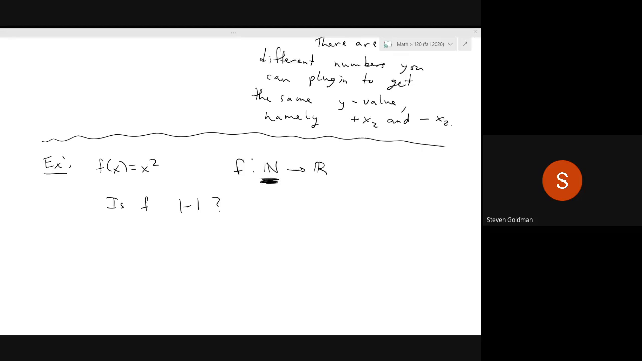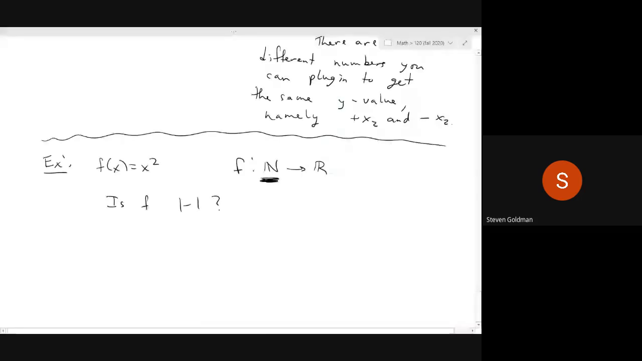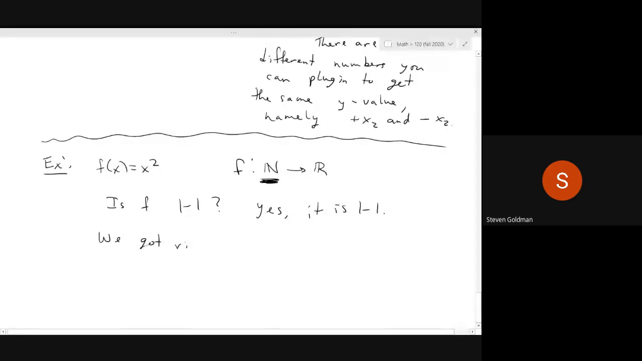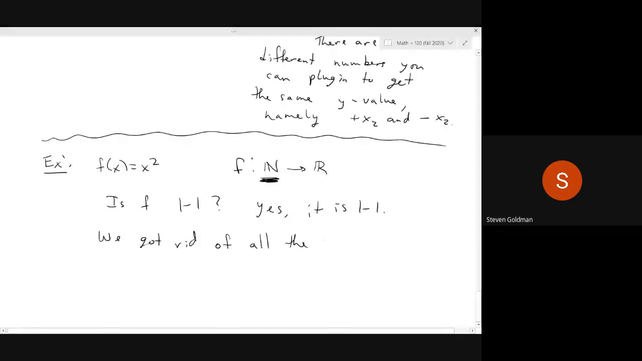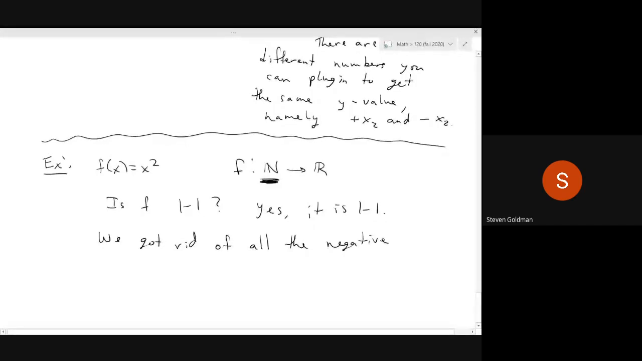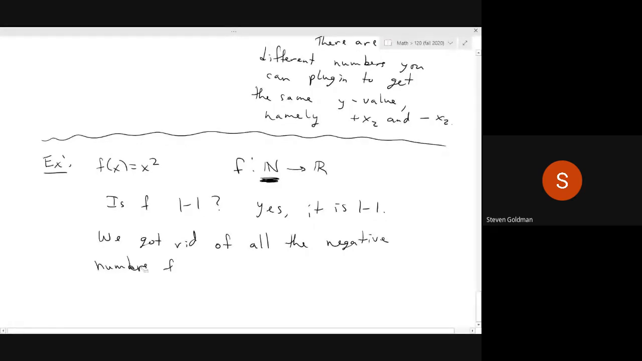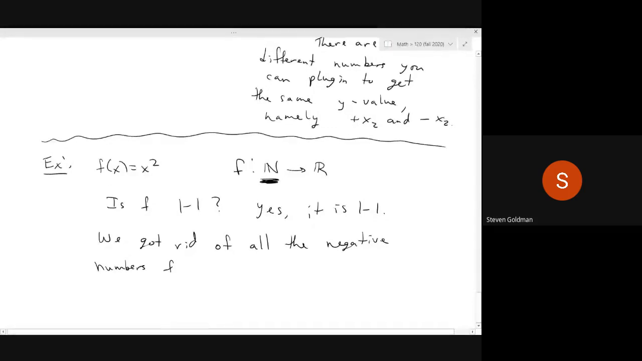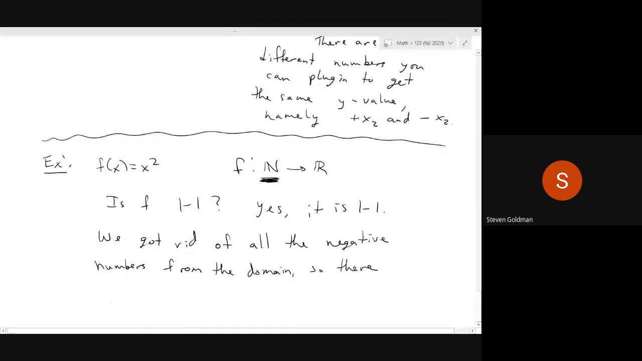Yes, it is, right? Why? Because I've gotten rid of all the negative numbers. I'm now no longer allowed to plug in negative numbers for x, right? So each x value will have a unique y value. So yes, it is one-to-one. We got rid of all the negative numbers from the domain. So there won't be any repeating y values.